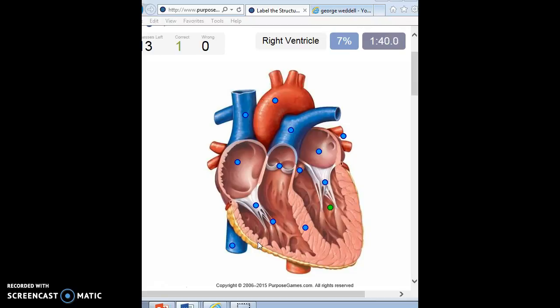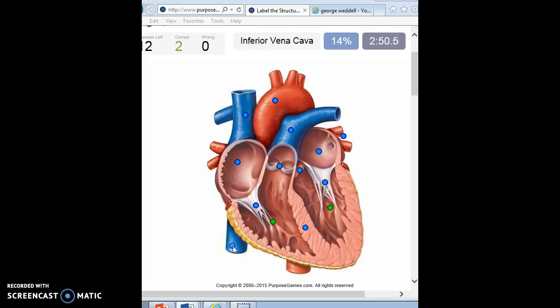Once the ventricles are full, they contract. As the right ventricle contracts, the tricuspid valve closes and the pulmonary valve opens. The closure of the tricuspid valve prevents blood from backflowing into the right atrium, and opening the pulmonary valve allows the blood to flow into the pulmonary artery towards the lungs to get oxygenated.